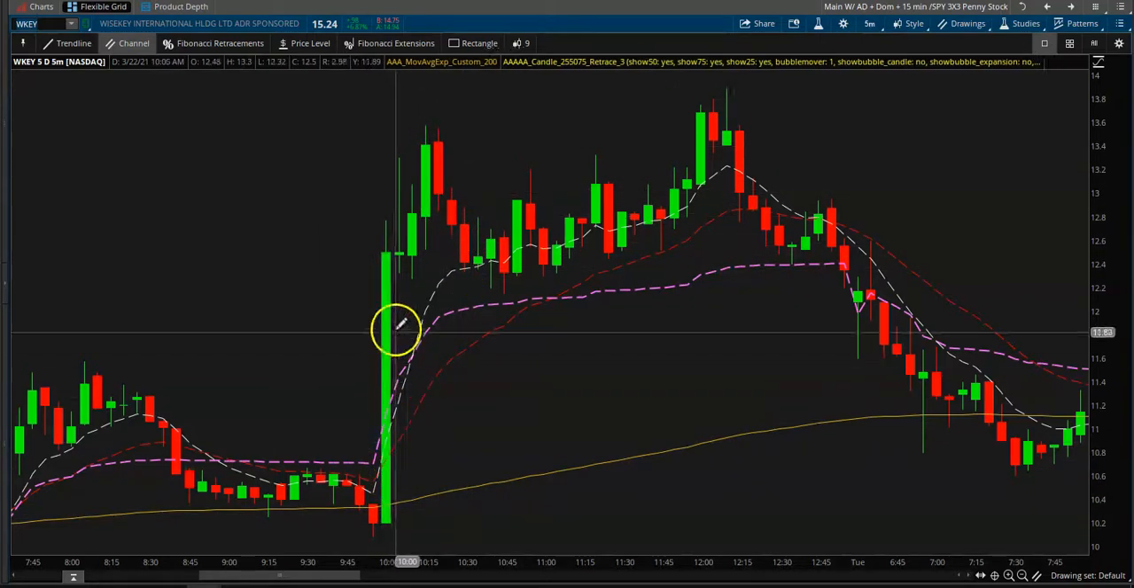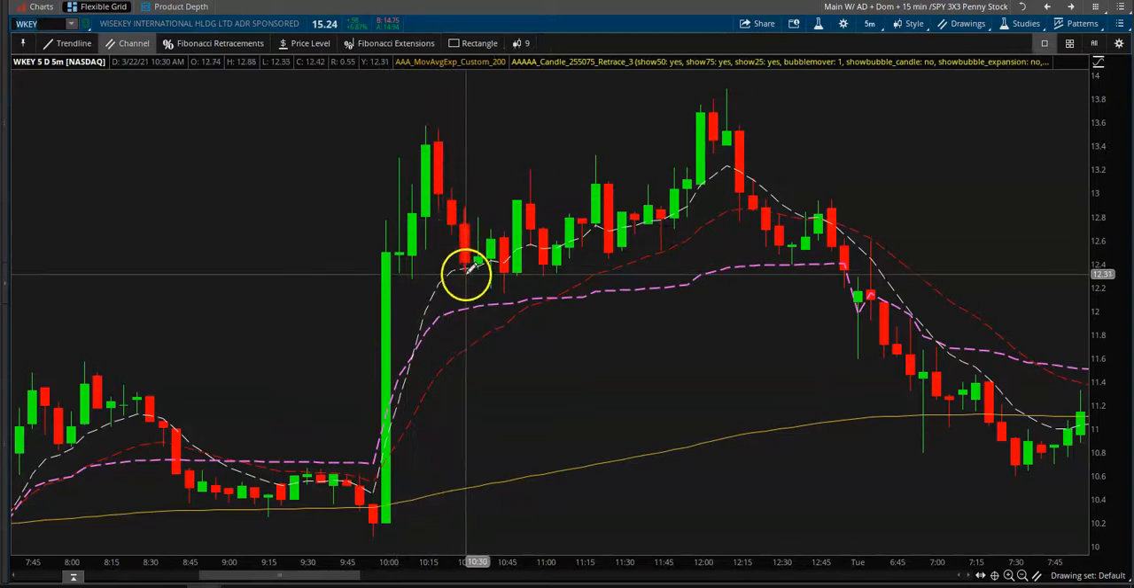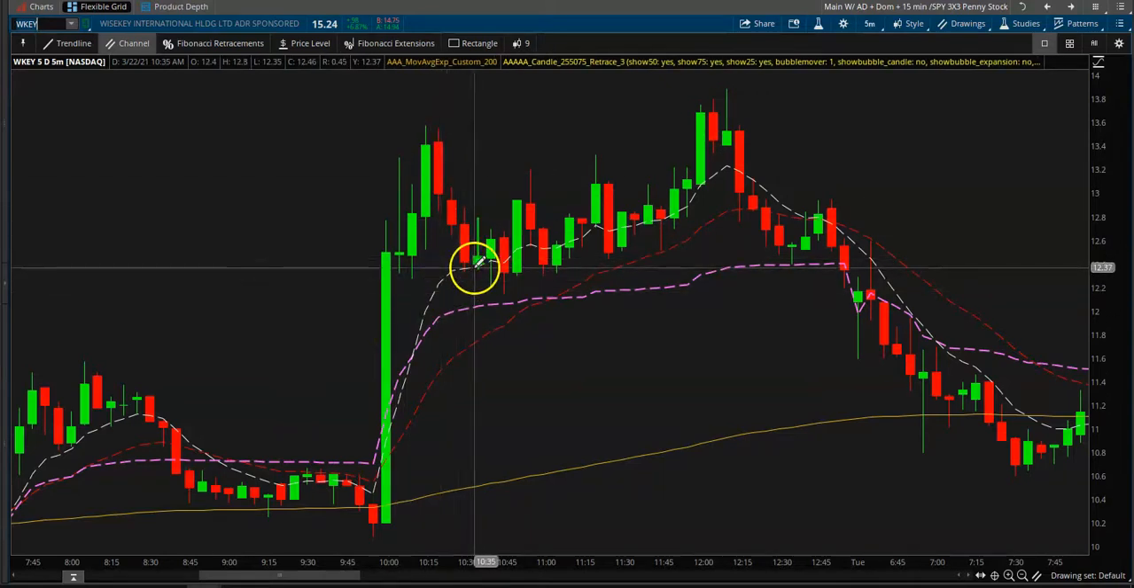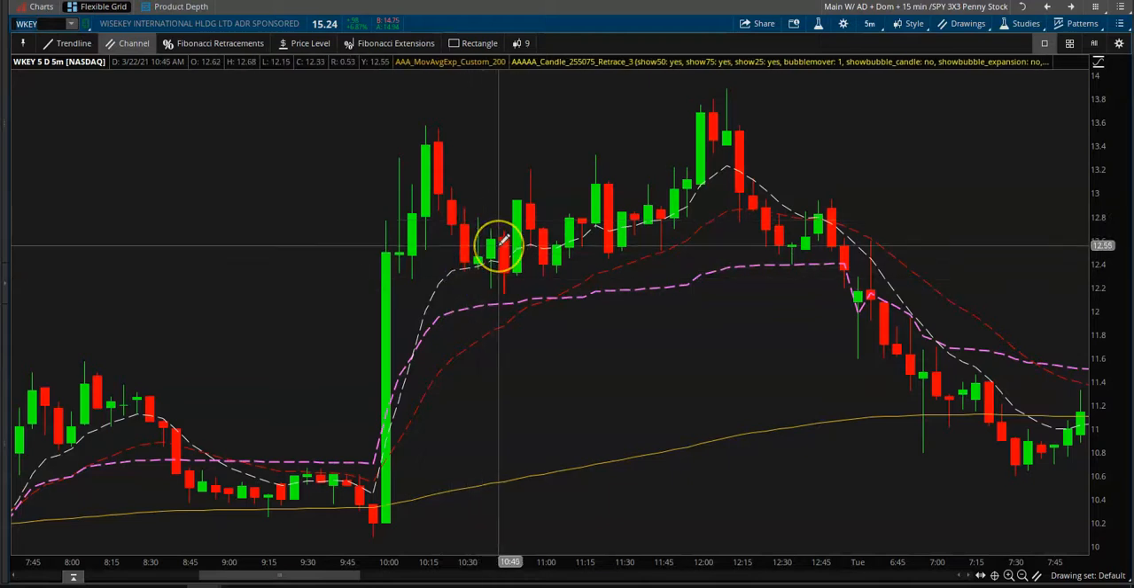Okay, so when you see a big power move like this, a pullback, I like to try and buy the very first bounce off the 9 period. That is usually a really good trade setup.